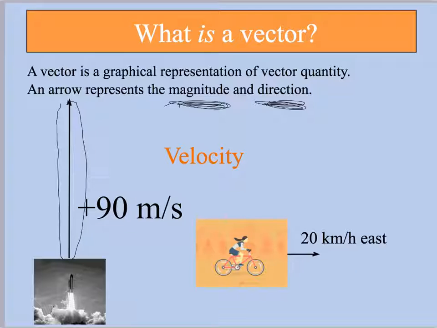So this space shuttle, as it's going up into the air, is going up, so the vector points up, and it's a pretty long vector to represent 90 meters per second. The 90 meters per second would be the length, and the plus sign would be the arrow pointing up. And then this girl biking is going to the right, so we see that's east, and the 20 kilometers per hour would be the length of the arrow.